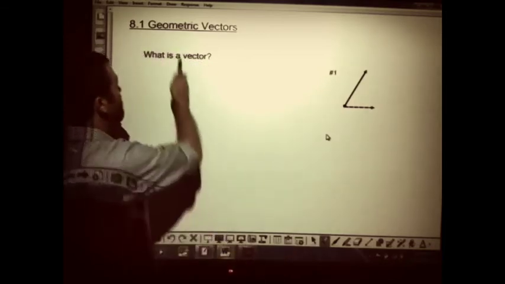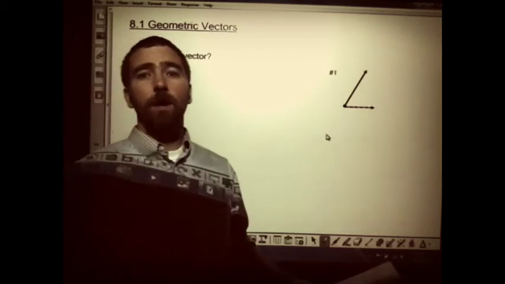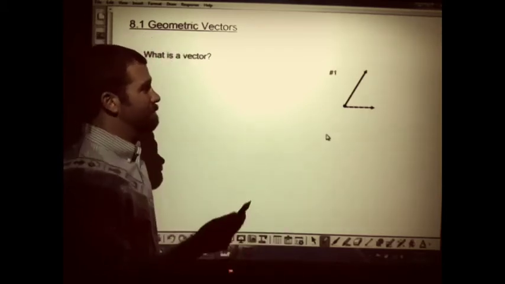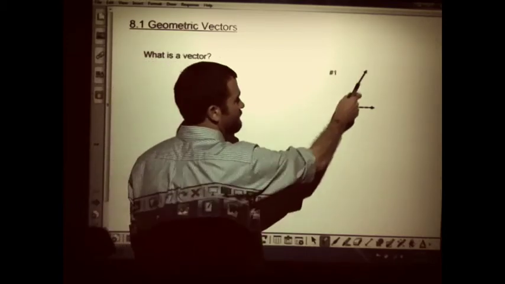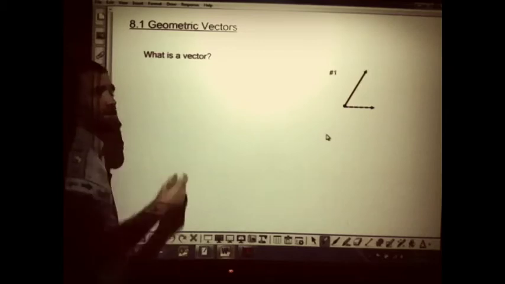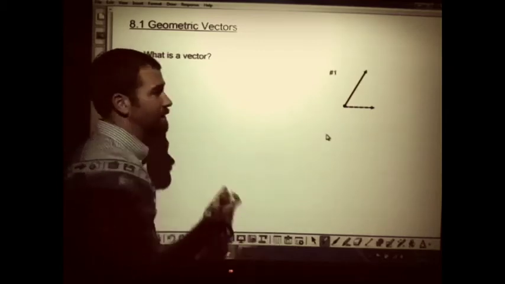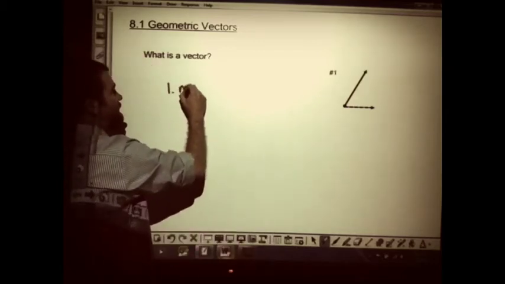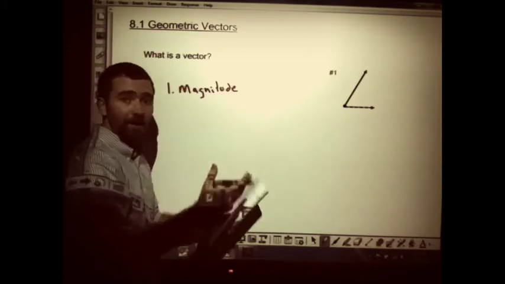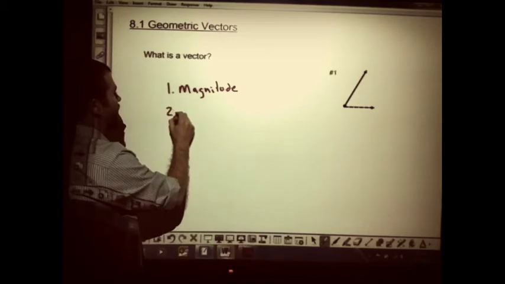So we're going to start with the vector. Now, vector is a word you've probably heard before. Some of us don't even know what it means. A vector is very simply something that represents a magnitude and a direction. So what is a vector? It's a geometric representation of something that has a magnitude, which is how big or how much we're talking about, and a direction.